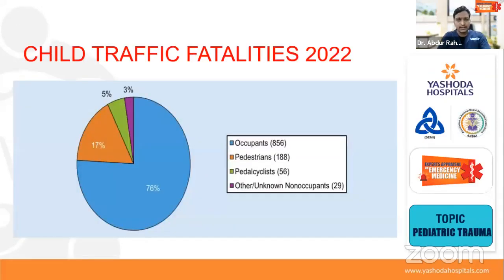This is also data from 2022, and it also shows that almost 76% of child traffic fatalities happened with the occupants, that is, in motor vehicle accidents.